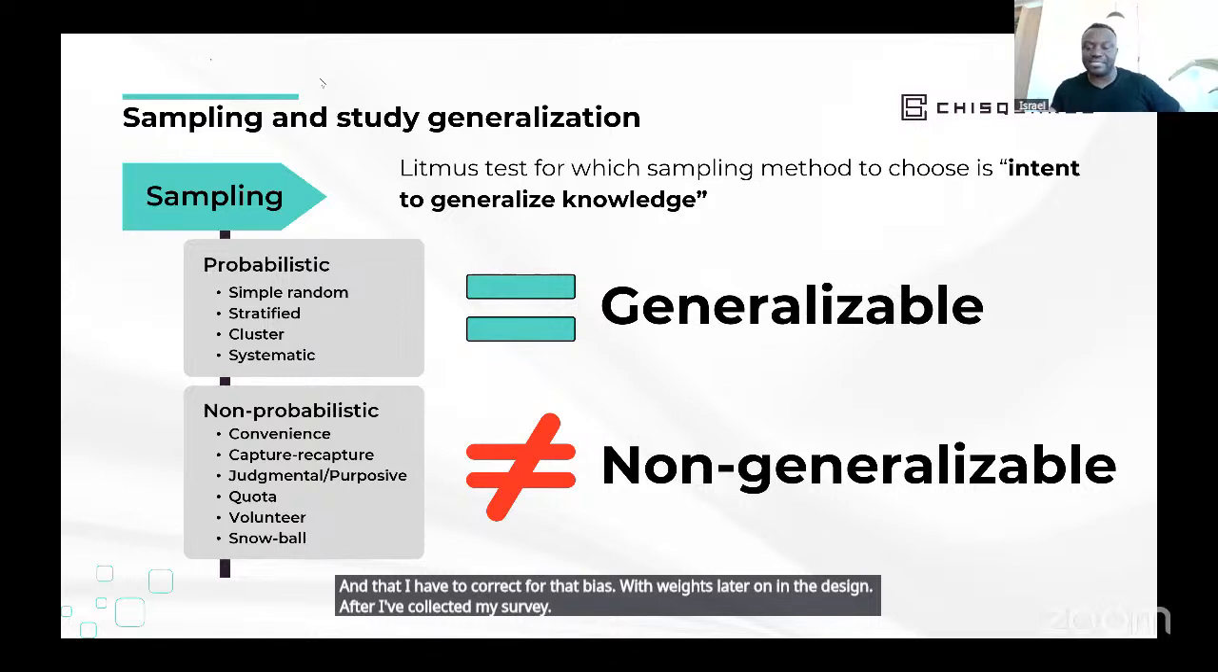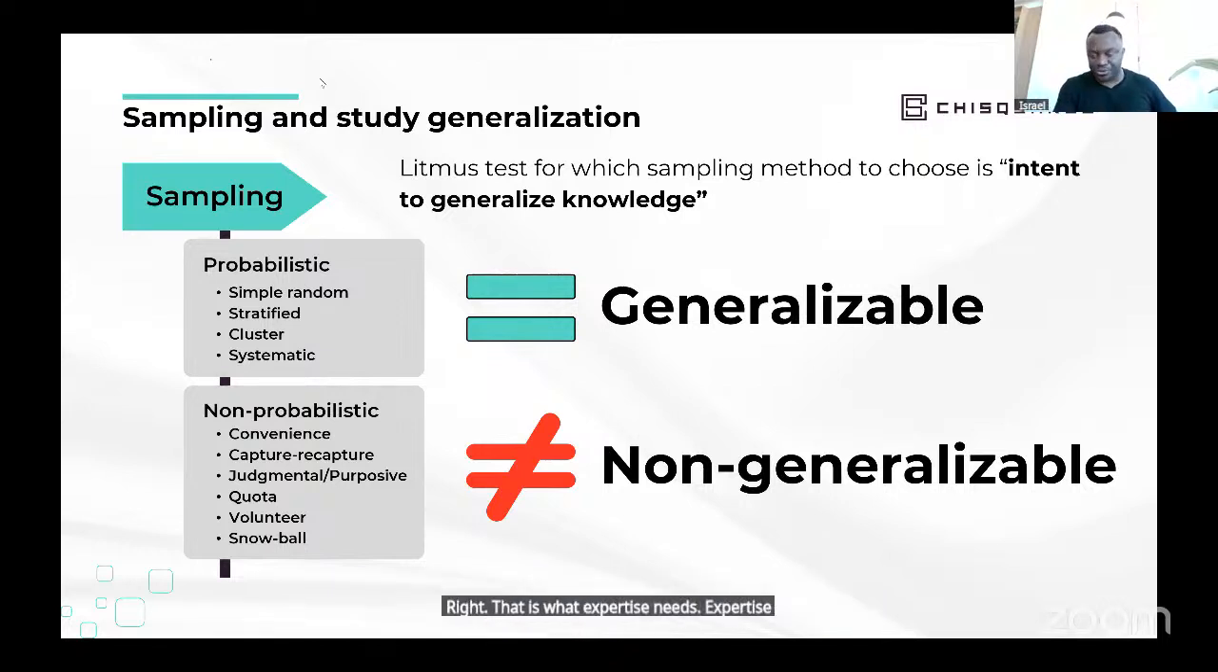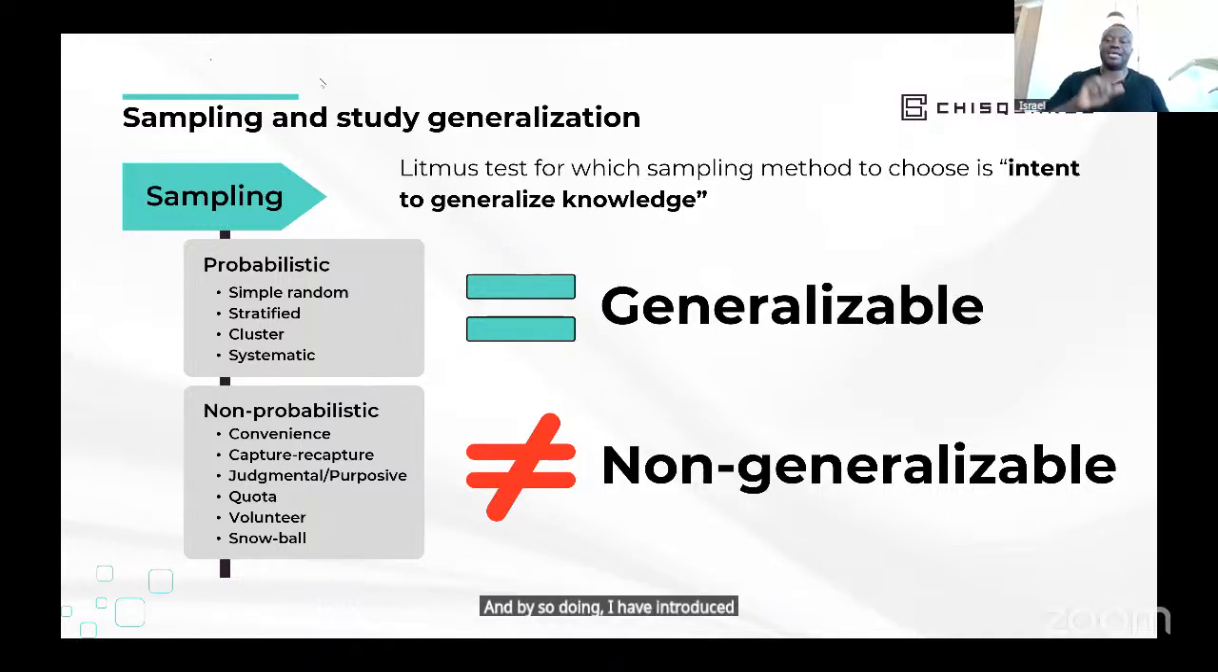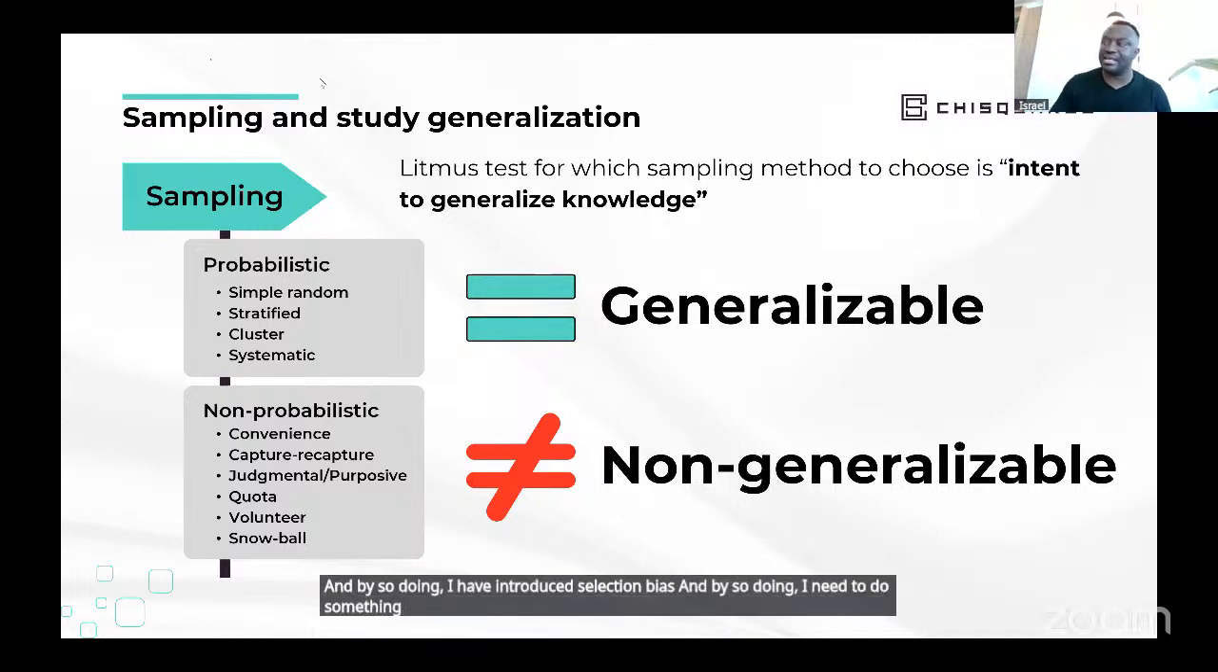That is what expertise means. Expertise means that you know what you're doing and you know that, okay, by just making this decision, I have automatically made this study a non-equal selection probability study. And by so doing, I have introduced selection bias. And by so doing, I need to do something else to correct for that bias. For example, I need to create weights at the end of the day, right?